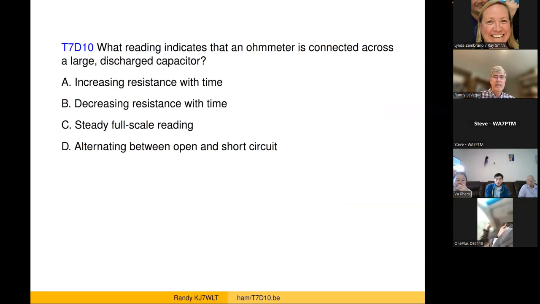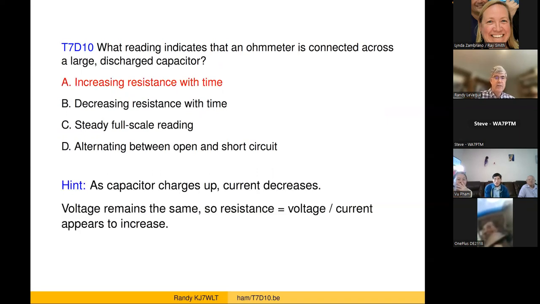What reading indicates that an ohm meter is connected across a large discharged capacitor? So here the answer is an increasing resistance with time. The idea is that if you hook the ohm meter up and the capacitor is charging up, remember how a capacitor works: you get some flow of current into one plate and away from the other plate until it reaches some voltage potential across the capacitor, and then the current stops flowing. So as the current stops flowing, the current goes down.